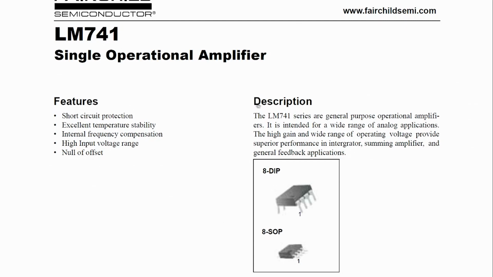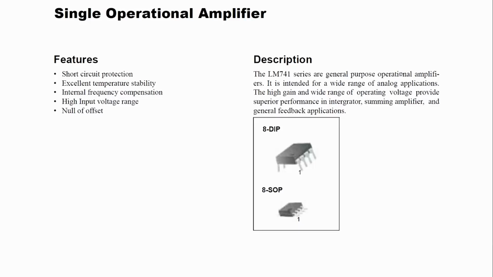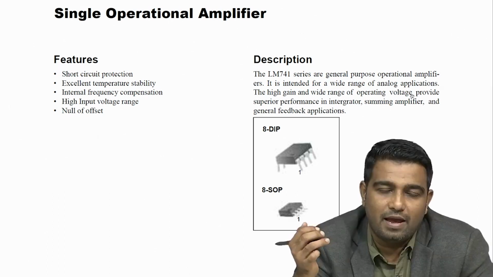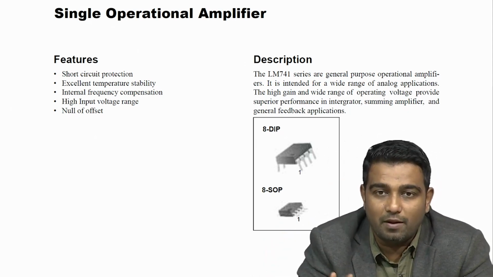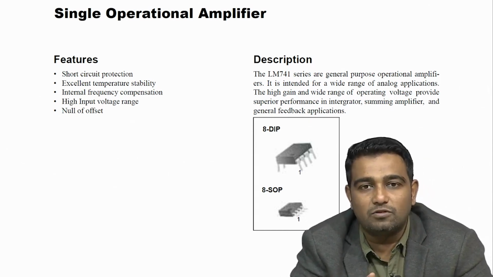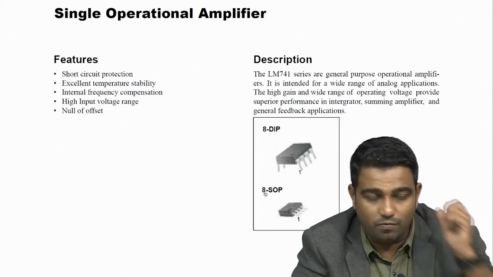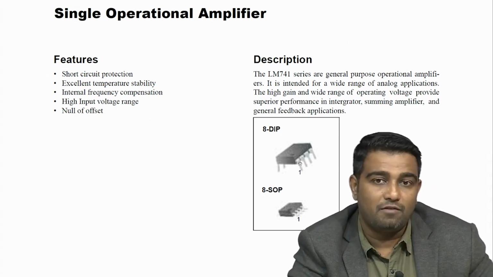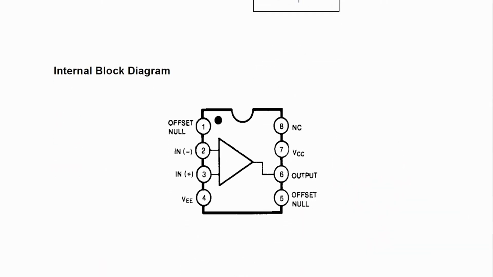Now, if we look at the description, the LM741 is a general purpose op amp. It is intended for a wide range of analog applications, with high gain and a wide range of operating voltage, and provides superior performance as an integrator, summer, or in general feedback applications. This is just the first slide of the data sheet. There are two packages, one is the dual inline package, DIP, and another is SOP. It is 8 pin, because the op amp has 8 pins that we have been learning about. If I move to the next slide, we can see the internal block diagram of the IC.